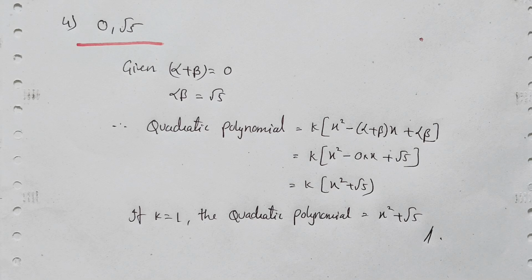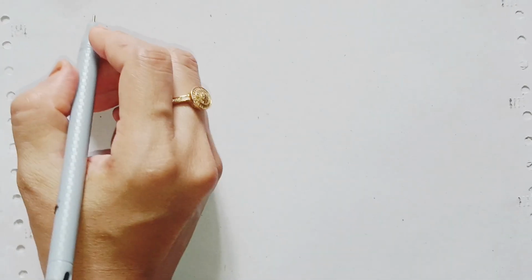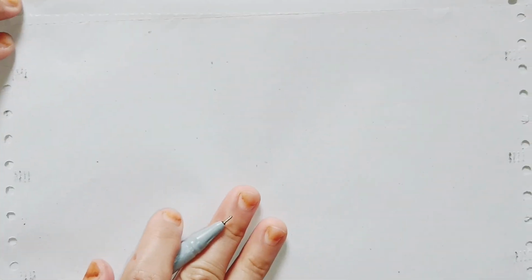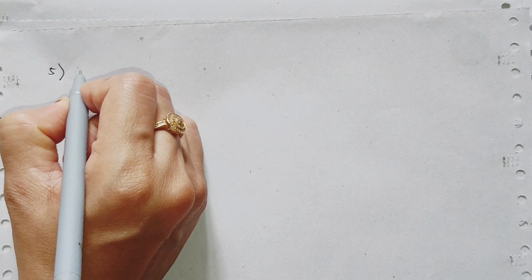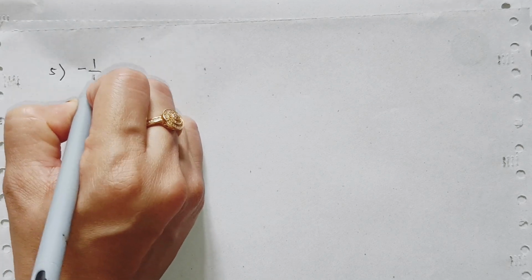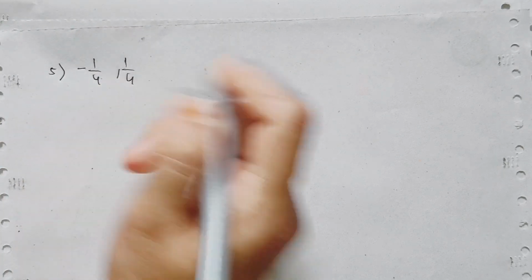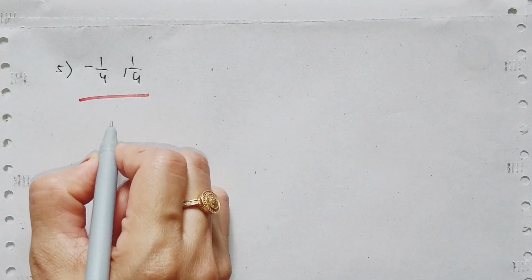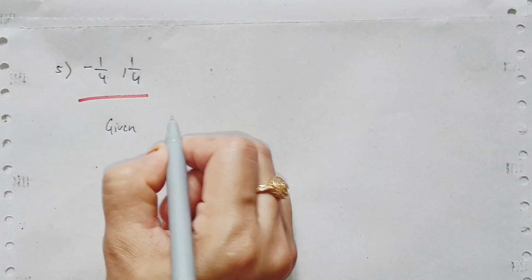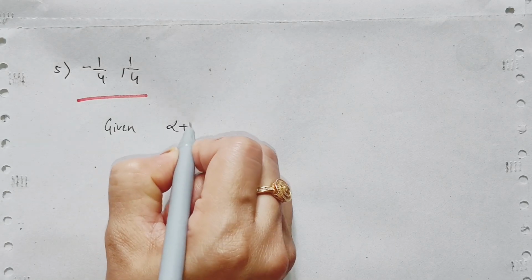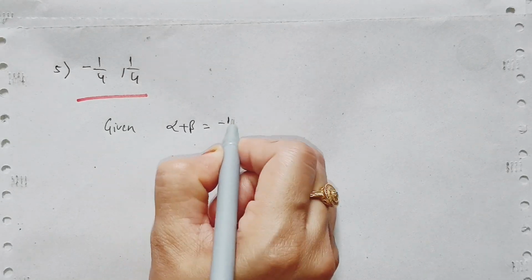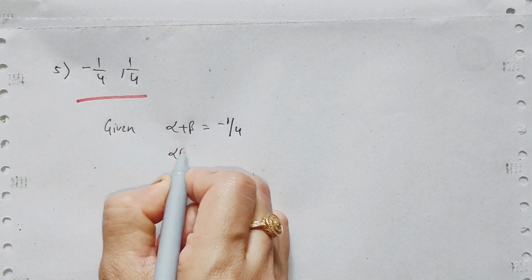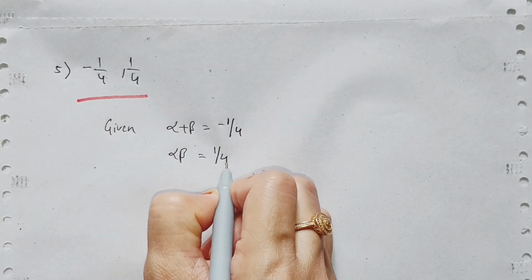Now we'll see the fifth question, which is minus 1 by 4 comma 1 by 4. So this is the question given. Okay, just write it down. Given sum of zeros means alpha plus beta equal to minus 1 by 4 and product of zeros alpha beta equal to 1 by 4.